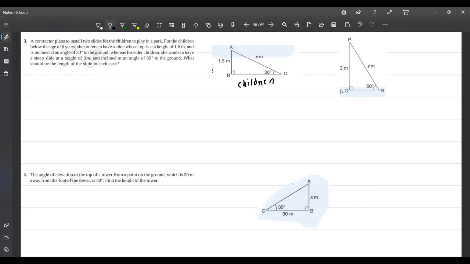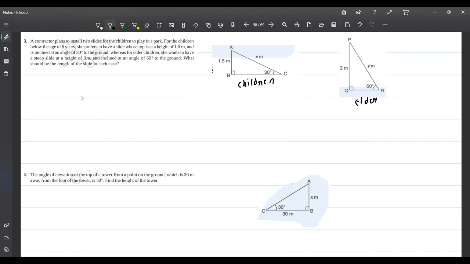This is for children and this is for elder. What we have given, she preferred to have a slide whose height is 1.5 meter. So let AB is 1.5 meter, and inclined at the angle of 30 degree. So this is 30 degree. Whereas for elder children, she wants to have a steep slide of height 3 meter and inclined at 60 degree. What should be the length of each case? So we have to find the length of each case.